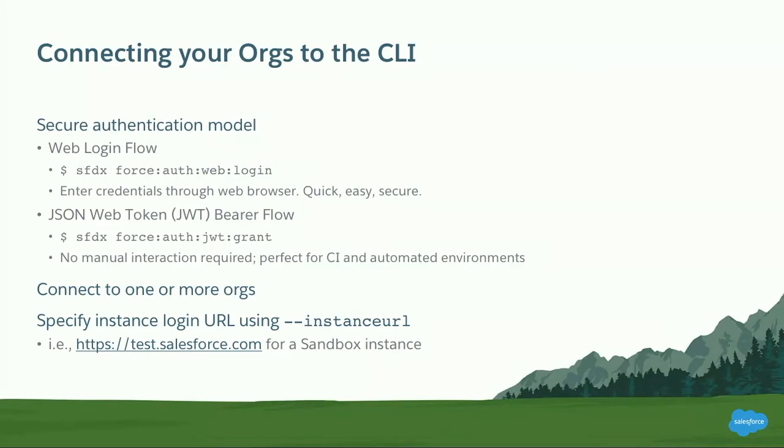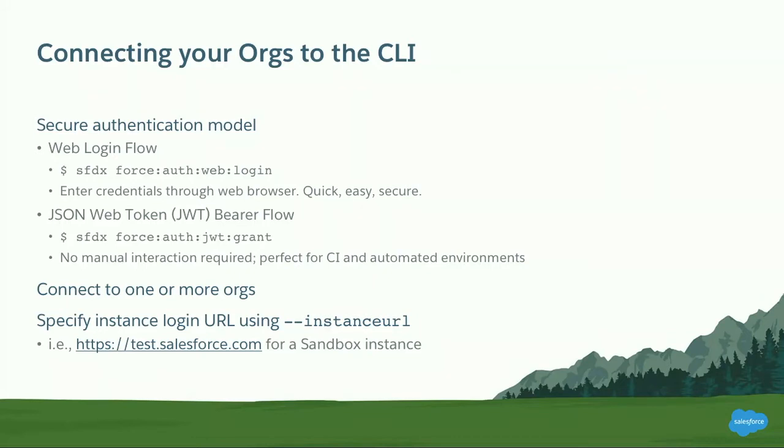It's really quick. It's easy. Second is a JWT-based bearer token flow, which allows you to authenticate an org without any human interaction. So this is really ideal for setting up CI environments where you don't want any human intervention as you're authenticating orgs. Okay, we're going to go through and take a look at what these both look like as well. And you can do this for one or more orgs.